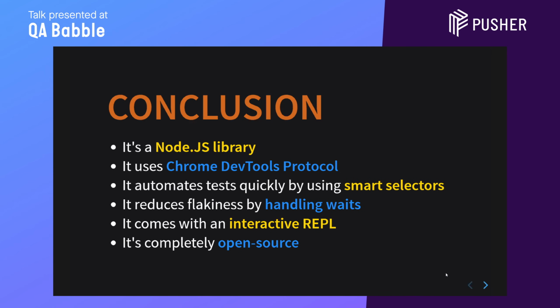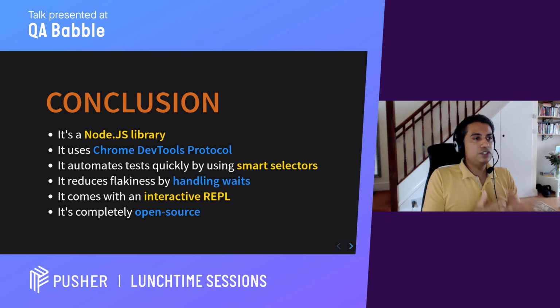So yes, in the end, it's basically a Node.js library that uses the Chrome DevTools protocol and automates tests quickly by using smart selectors. As you can see, just by using the interactive REPL, writing the code, generating it automatically for you, and then executing it, it's actually quite fast. So you can start automating things from the ground up quite quickly. It reduces flakiness by handling waits.